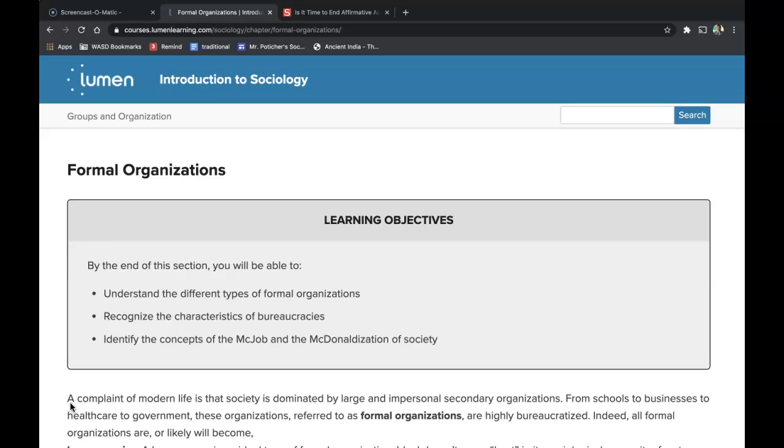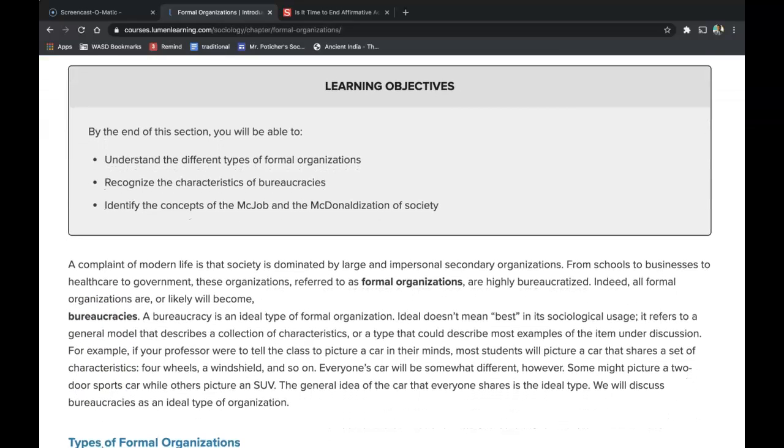And remember, your job is to answer the key concept questions that appear on the Google Doc as we go forward. So by the end of this section, you'll be able to understand the different types of formal organizations that exist in our society, recognize the characteristics of bureaucracies, and also identify the concepts of the McJob and the McDonaldization of society. If you recall in Crash Course, this was a concept that was talked about, but we're going to delve deeper into that as well.